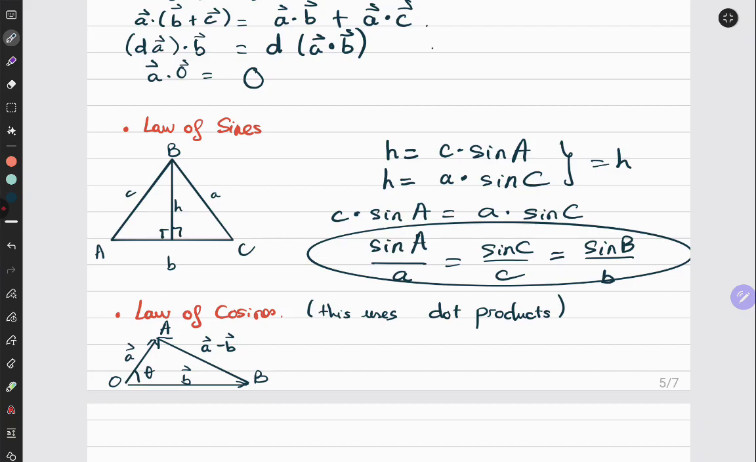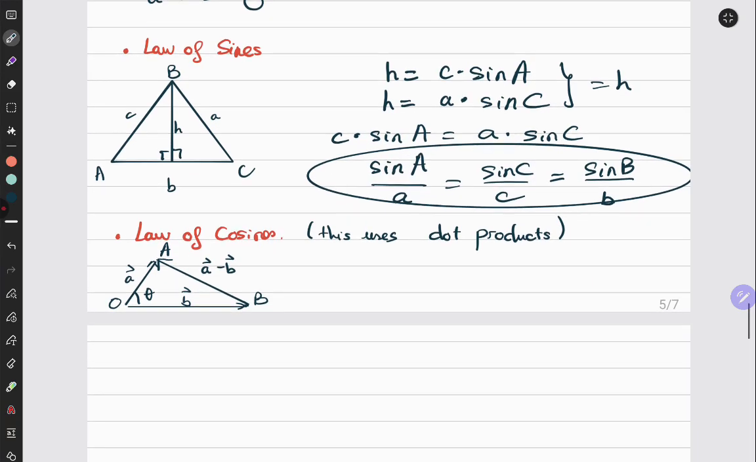Okay, next. Law of cosine. Before we start, I already have the diagram. So vector A here, vector B here. A plus B will be a vector like this. Therefore, this one will be A minus B.